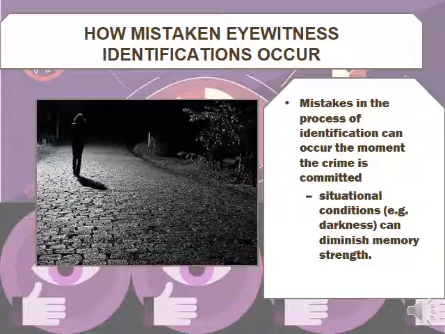Now, mistakes in the process of identification can occur the moment the crime is committed. So now you have situational conditions. So say, for example, darkness. It can diminish memory strength. So now imagine you have an individual walking down a dark alley, or even on the reservation, you have numerous places where there's poor lighting, and some incident of a crime occurs.